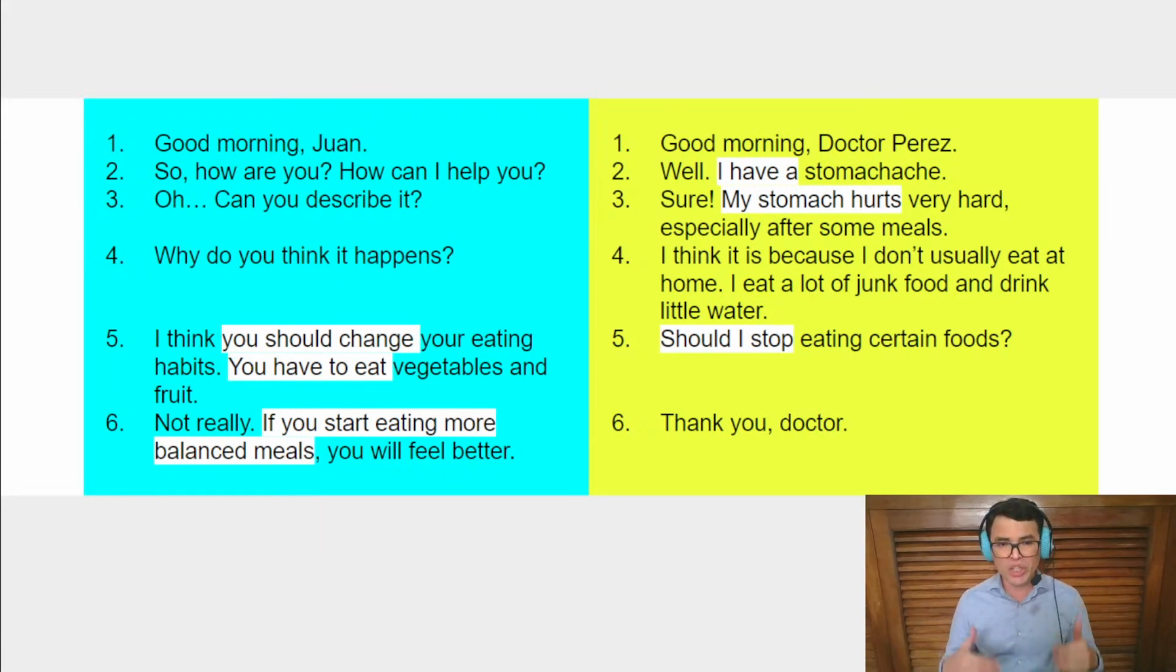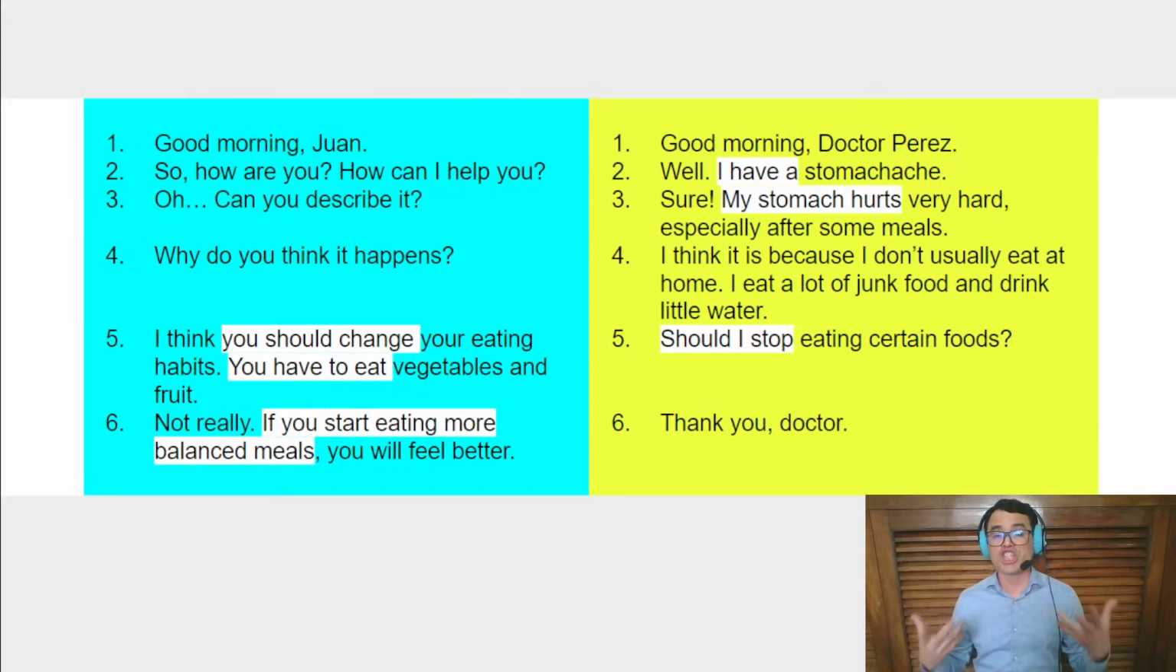Okay, have we included any of the information we have been discussing so far? Yes, light blue, 5. If you want to give a suggestion, what do you use? You should change. Subject, you, auxiliary verb, should, verb, change. If you want to express necessity, you have to eat. It's necessary. You have to eat. Subject, you. Modal-like expression, have to. Verb in base form, eat.